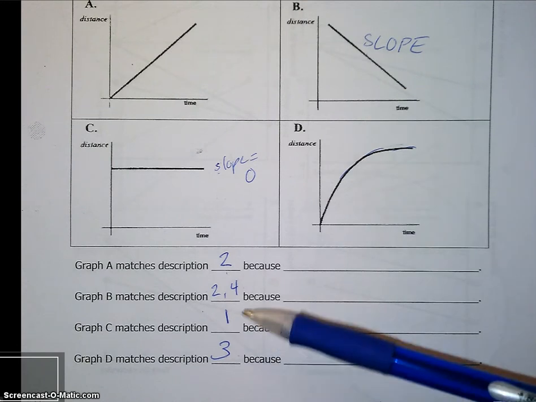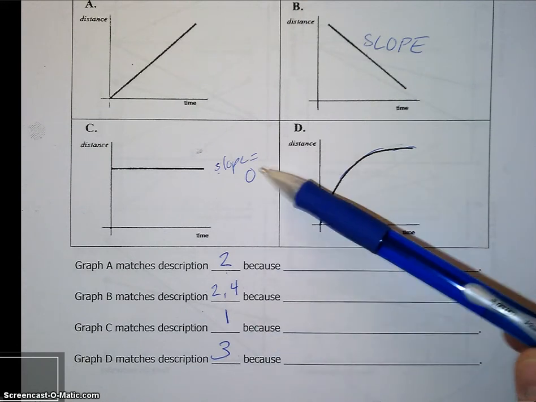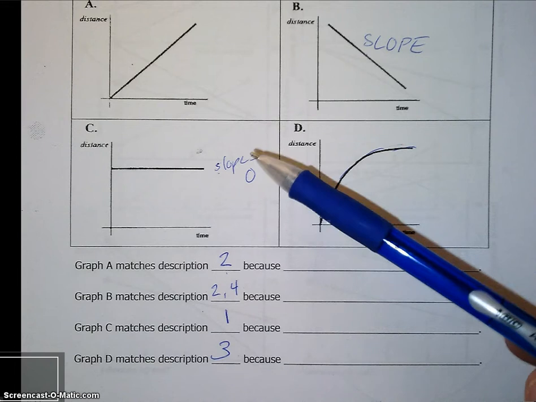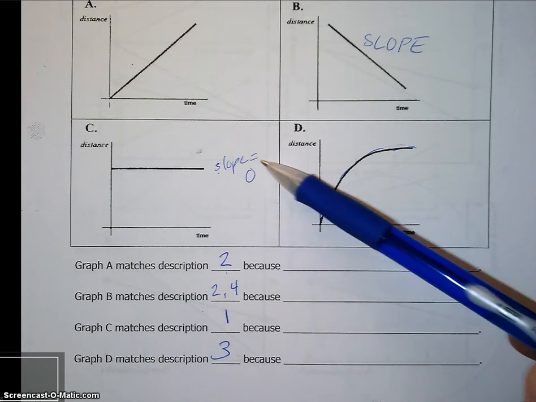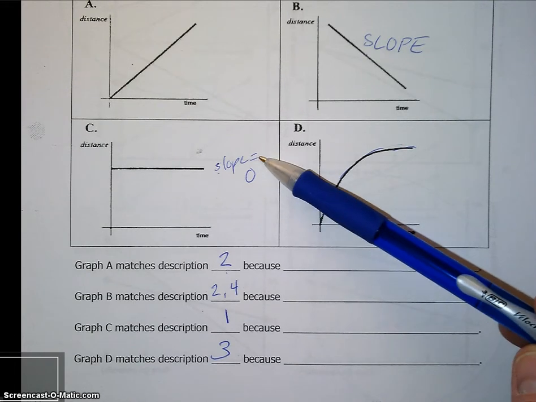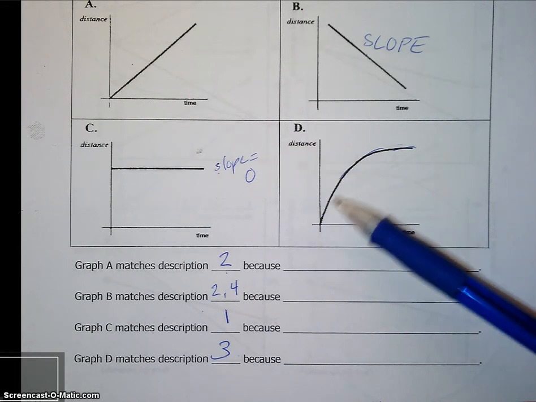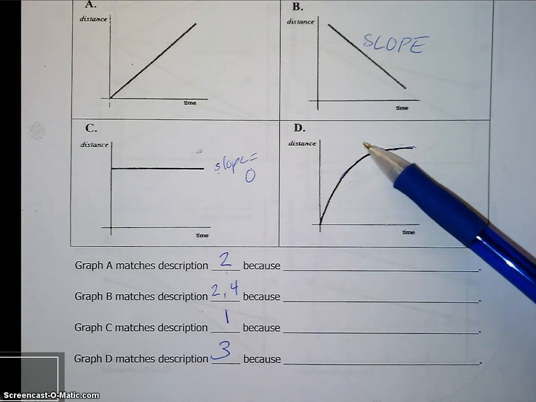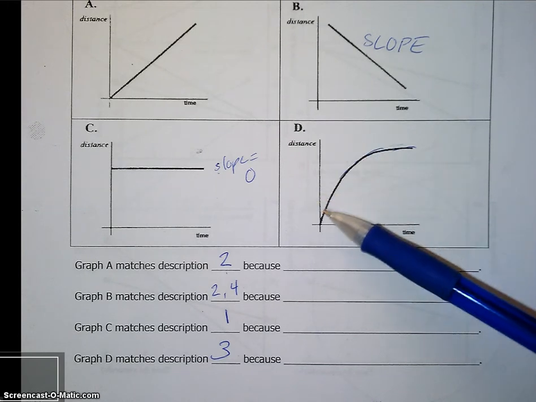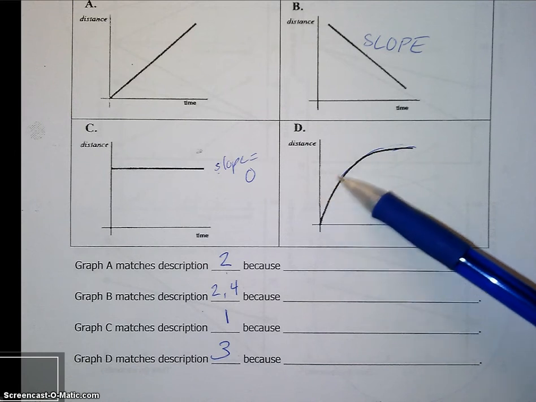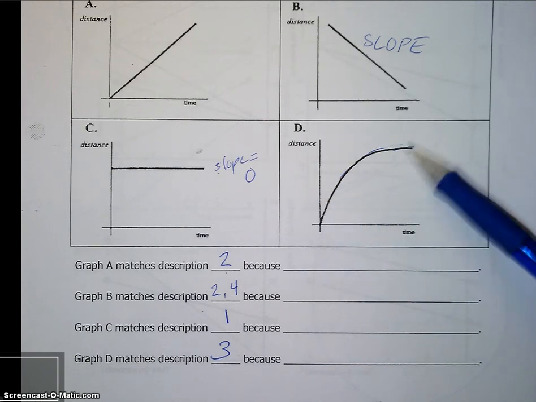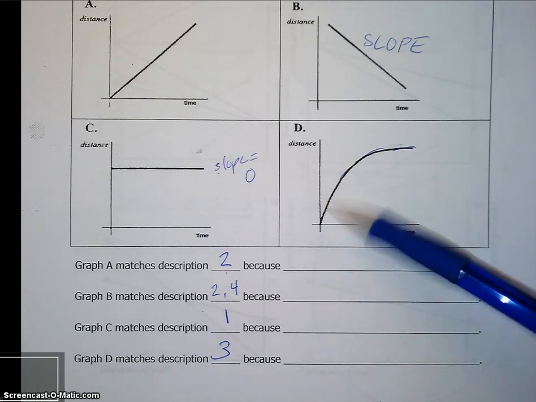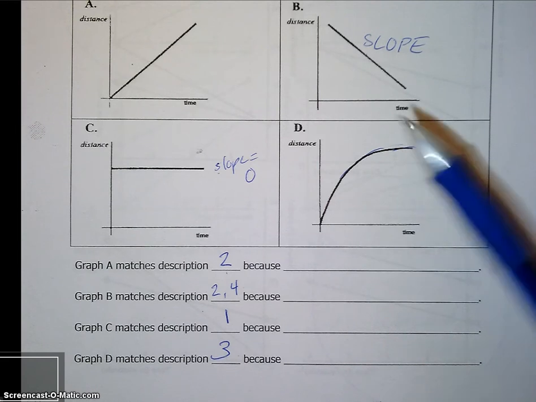Graph C is description 1. That thing is stopped. It's stopped because it has a slope of 0. It has no velocity. Graph D matches description 3 because the car is slowing down. The speed of the car is decreasing because the slope is decreasing. Big slope here, small slope here.